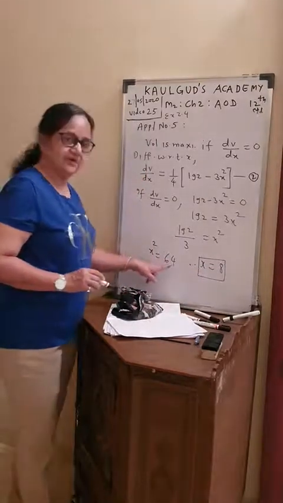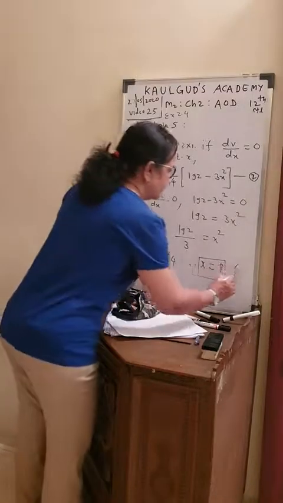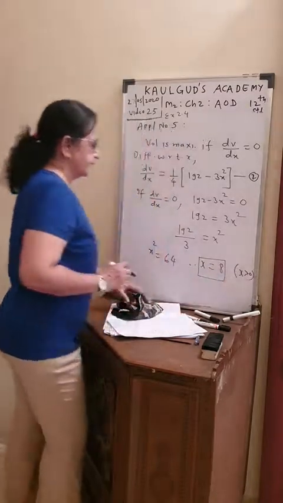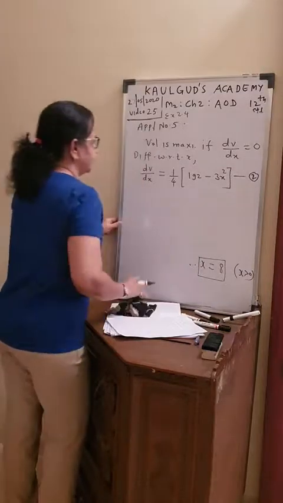Ideally x will be plus or minus 8, but x is the length, so it has to be always positive. You can mention here x is positive. Therefore x is equal to 8.